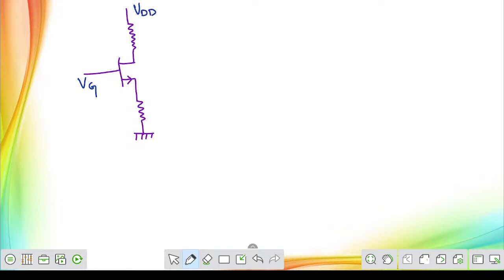That is drain. VDD means the common drain voltage, that is the supply voltage. And this is VS, this is VD. This resistor RD is connected in the drain terminal, and this RS is connected in the source terminal.